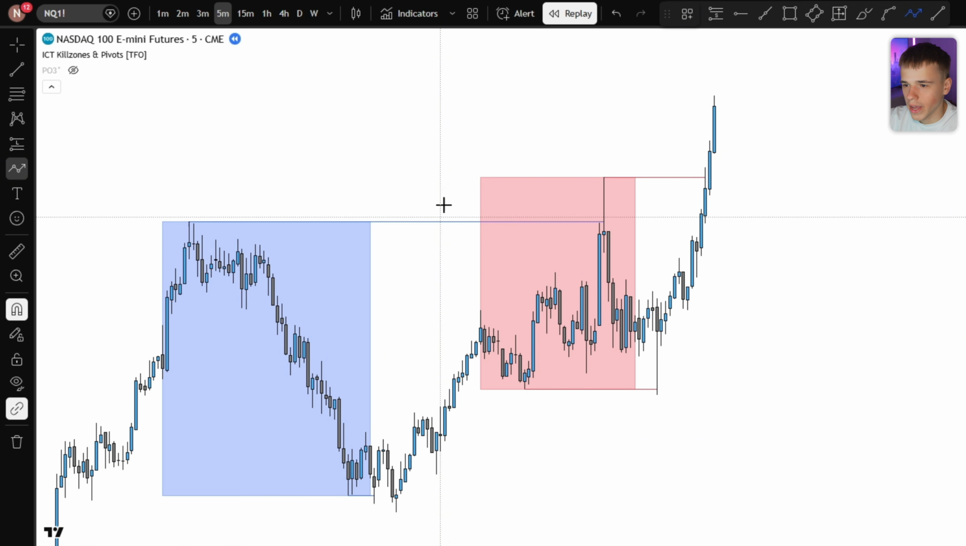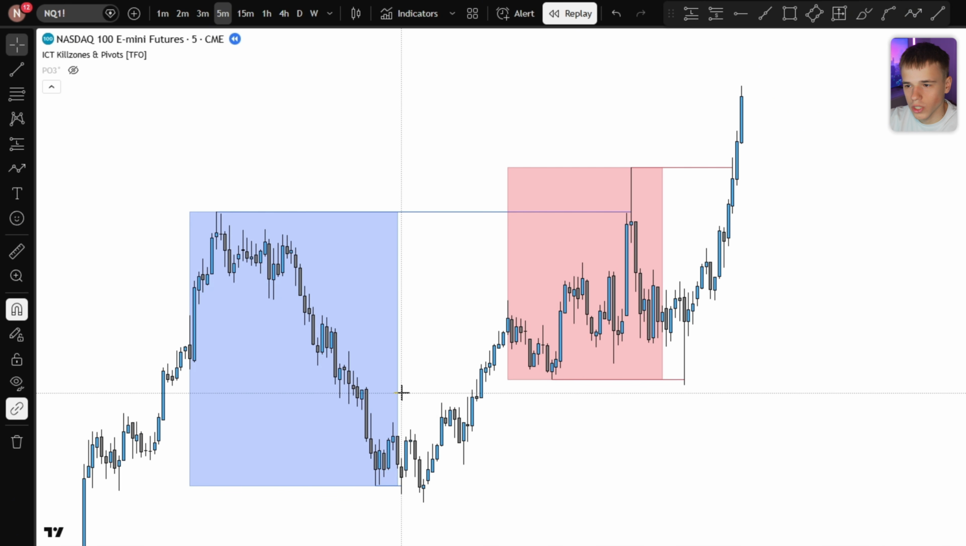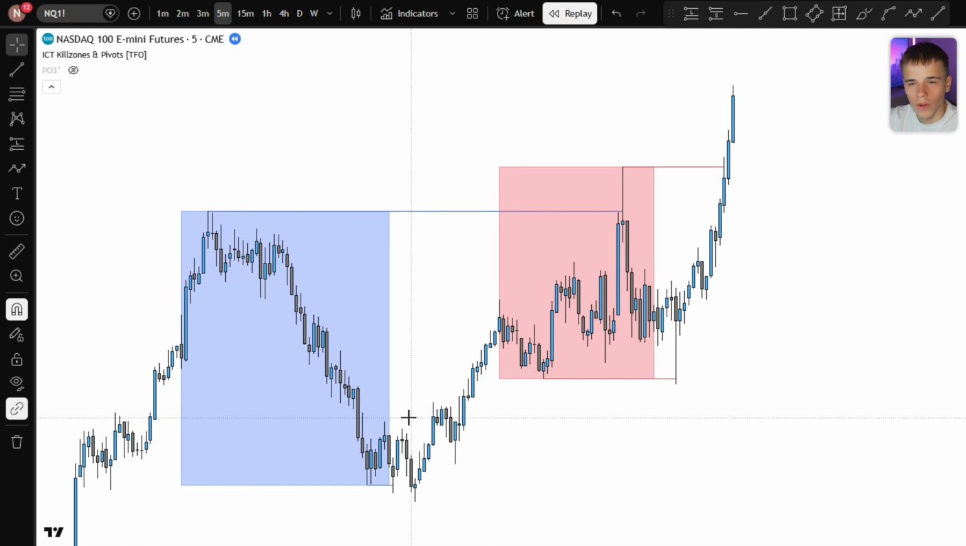Because we know that at the high of Asia and at the low of Asia, which was right here, there is going to be loads of liquidity. And what is liquidity? Liquidity is just stop losses. And why do we know that there is going to be a lot of them on the high and on the low of that session?